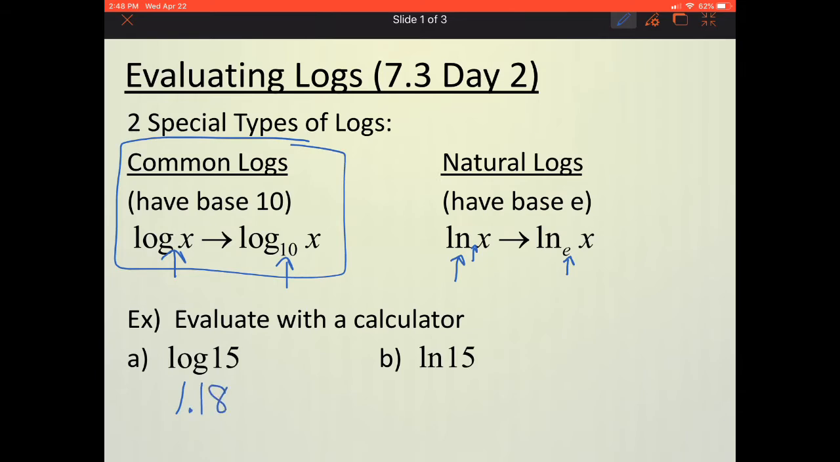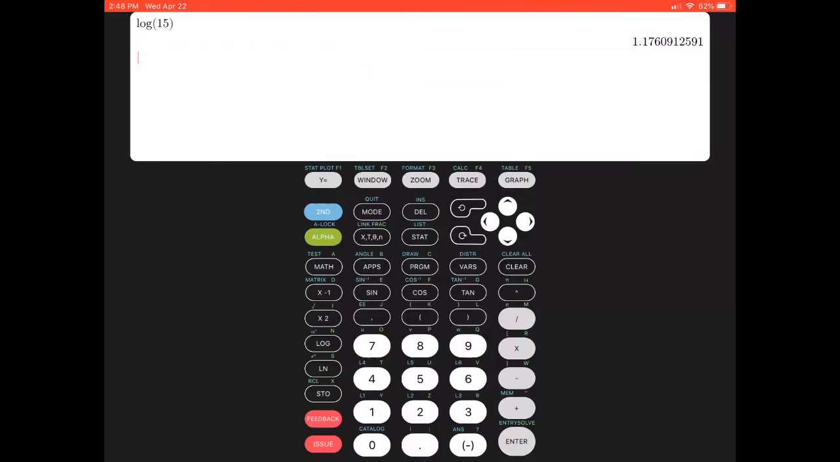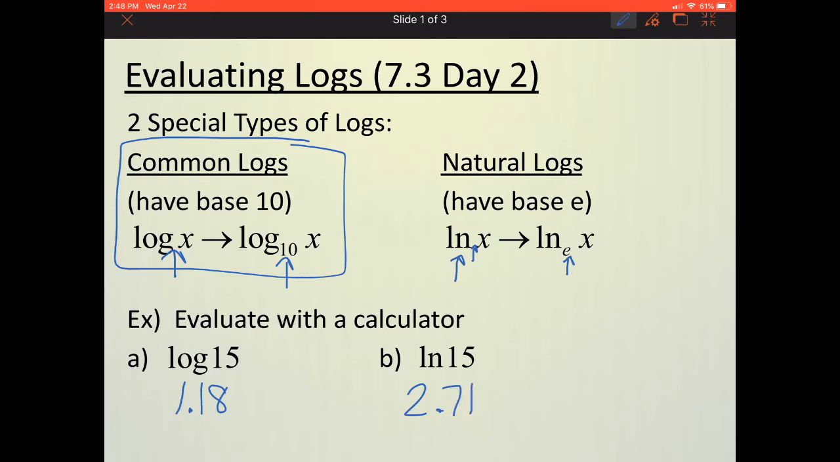So let's find the natural log of 15 now. So in my calculator, on the left-hand side, I see the LN button. So natural log, and I wanted to find natural log of 15. Just hit enter, and this one was 2.71. Okay, so that is how we evaluate with the calculator if we have a common log or base 10, like we did in example A, or if we have a natural log which has base E in example B.